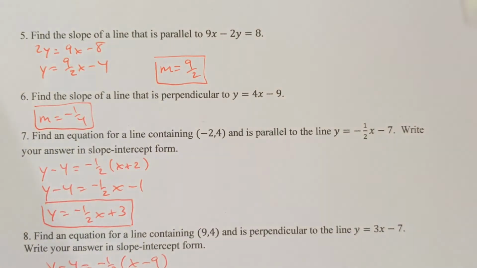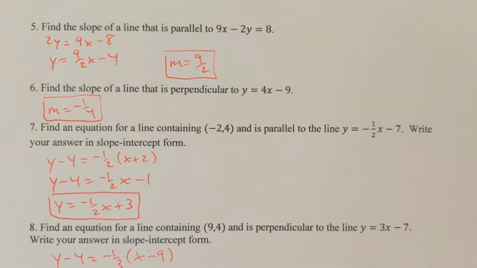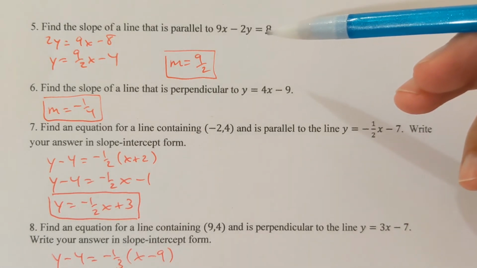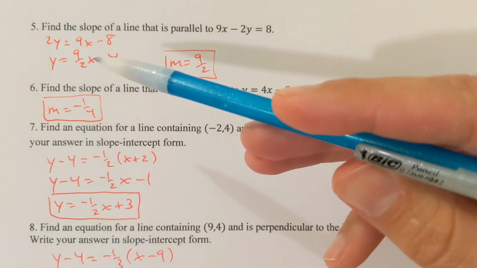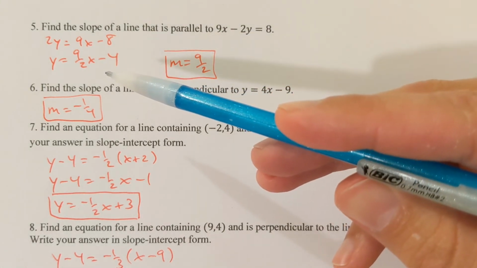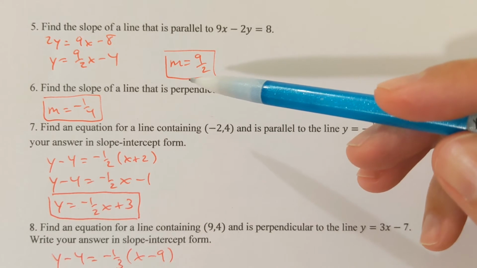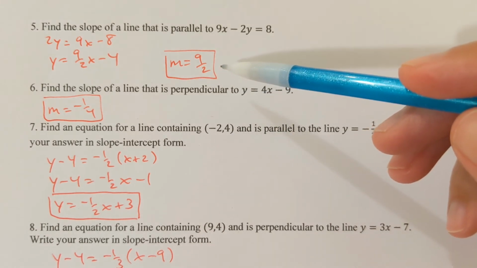Problem 5. Find the slope of a line that is parallel to 9x minus 2y equals 8. Well, if I add 2y and I subtract 8 from both sides, and then I divide by 2, y is equal to 9 halves x minus 4. So the slope of that line is 9 halves.